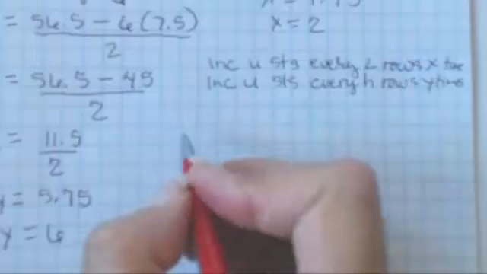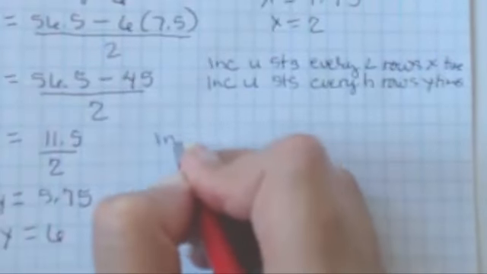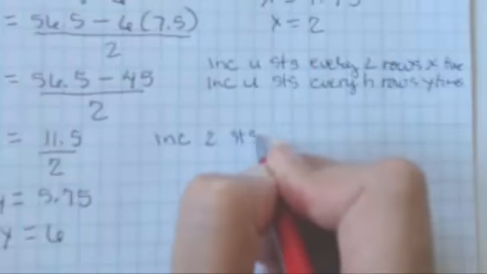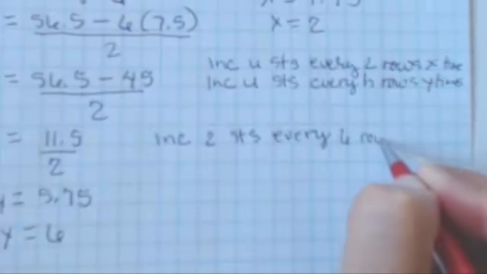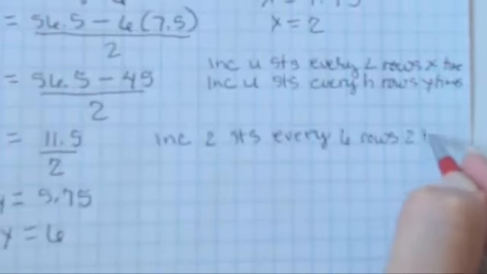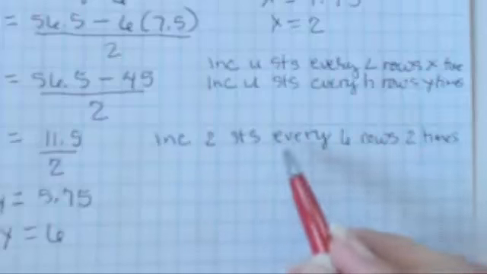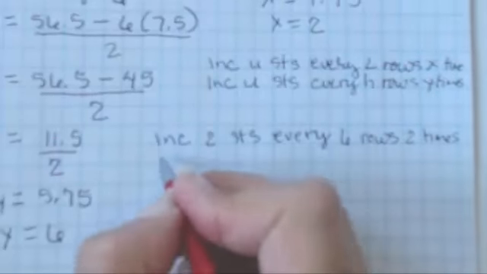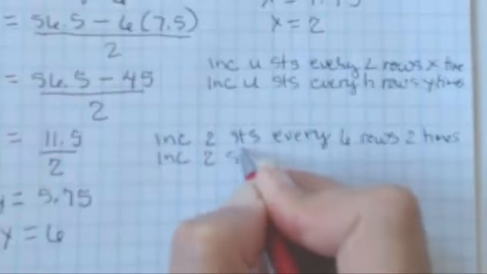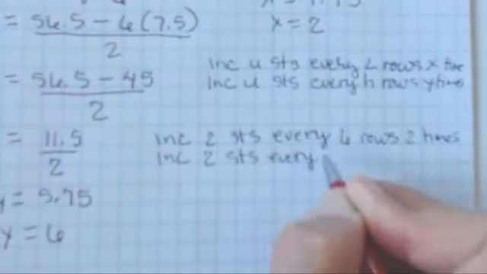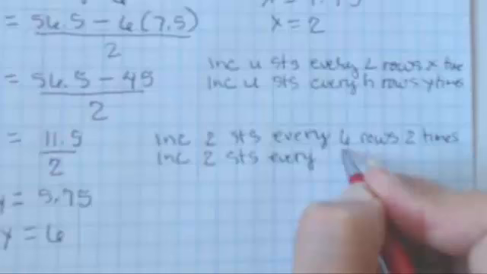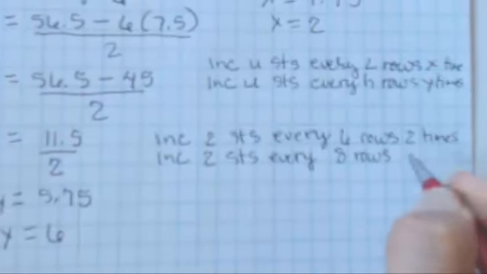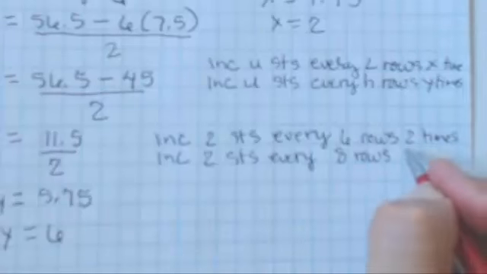So let's plug our numbers in. Our knitting directions are going to be increase 2 stitches every 6 rows 2 times. Okay, X is 2. Then we're going to increase 2 stitches every H. H is 8 rows Y times, 6 times.